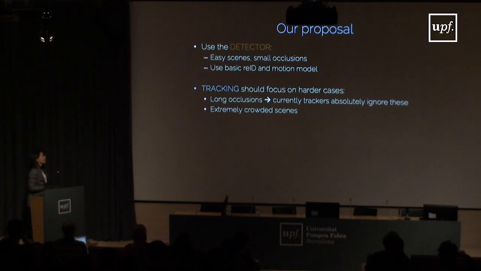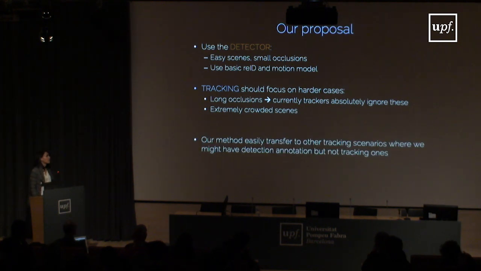And by harder cases, I mean, for example, long occlusions. So currently, trackers completely ignore that, because typically, if you allow your tracker to recover trajectories through the long occlusions, then you start creating a lot of false trajectories. So you start hallucinating people where there's no person. And of course, extremely crowded scenes. So this is something that we will present in a recently accepted CVPR workshop, a new data set with really, really extremely crowded scenes. So it's going to be fun to see what people do with that.